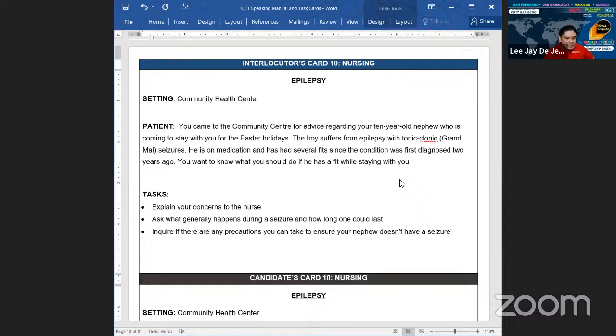Do not leave. Never leave a seizing person. Most of these will last for about 1 minute. It can be as long as 3 minutes, but usually less than that. Is that clear so far? You got that? Yes, sir.